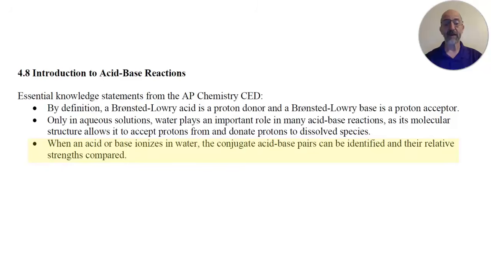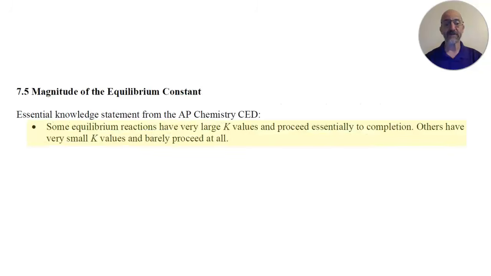Now another topic, this comes from Unit 7, talking about equilibrium. This is topic 7.5. Some equilibrium reactions have very large equilibrium constant values, and they proceed essentially to completion, so from left to right. But other reactions have very small K values, and they barely proceed at all, so they would be favored in the opposite direction from right to left.